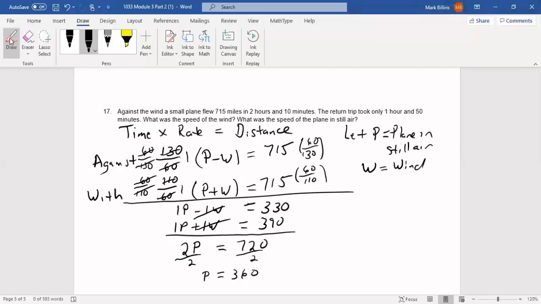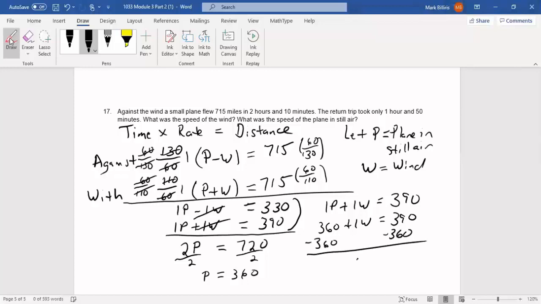So now I still have to find W. So I go to either one of the two equations here. I'll take the second one, the 1p plus 1w equals 390. And I substitute 360 in for p. So I have 360 plus 1w equals 390. I'm going to subtract 360 from both sides. And this leaves me with W equals 30. And what does W represent? The speed of the wind. So the speed of the plane in still air is 360, and the speed of the wind is 30.